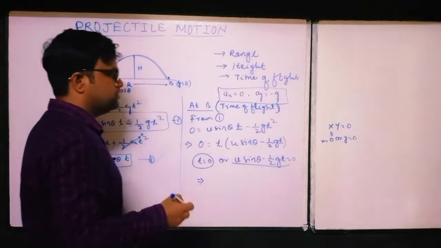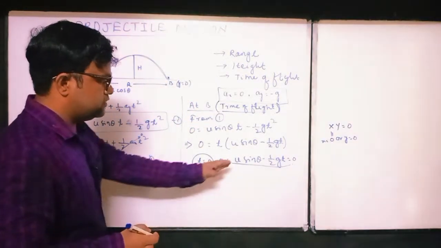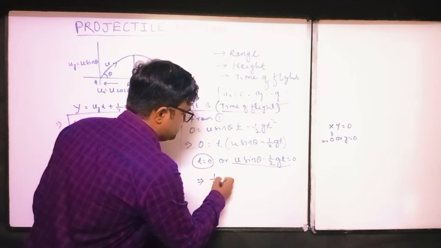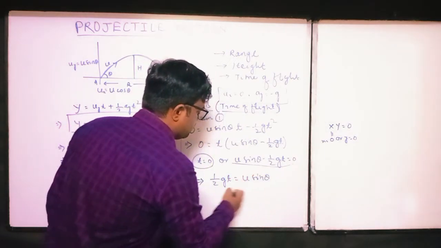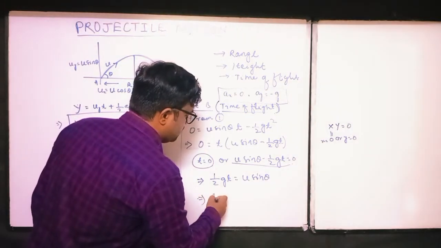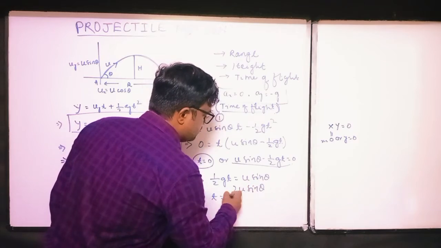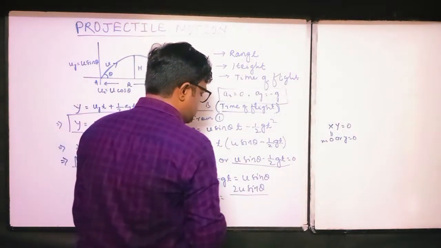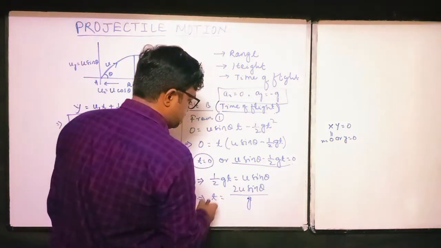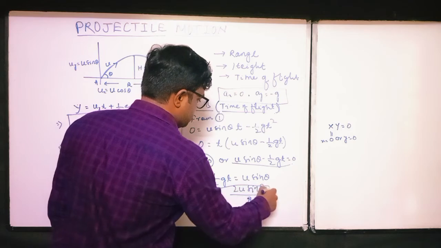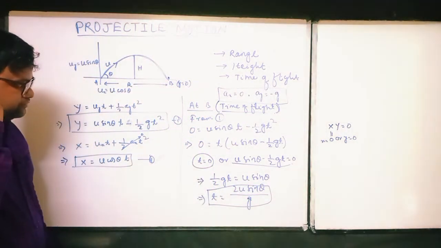You can do another way also. You can write that half gt equals u sin theta. So t equals 2u sin theta by g. So this is your time of flight.